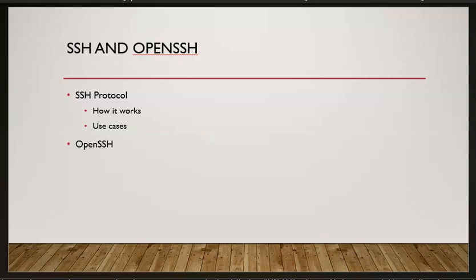OpenSSH is included in most Linux distributions and can be easily installed using the package manager. To install OpenSSH on any Ubuntu or Debian machine, you can use the following command: sudo apt-get install openssh-server. This will install the OpenSSH server, and it will enable it to start automatically on boot. Once OpenSSH is installed, you can use the ssh command to connect to remote systems securely.